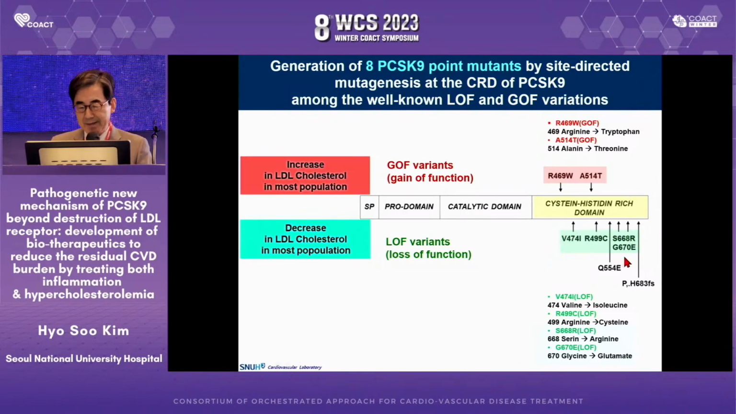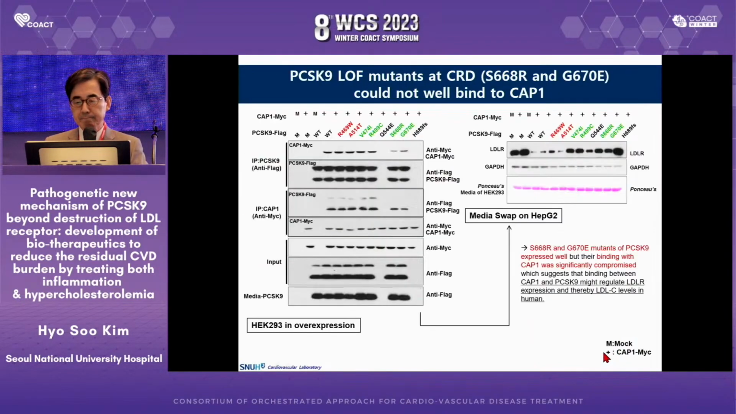And from laborious laboratory work, we prepared all 8 mutant proteins of PC9 which are reported in humans. Among the 8 mutants, these 2 mutants showed defective interaction with CAP1. Here's the evidence. Bad mutants and good 6 mutants. Bad mutants degrade the receptor, gain-of-function mutants. Good mutants, loss-of-function mutants, enrich the receptor.